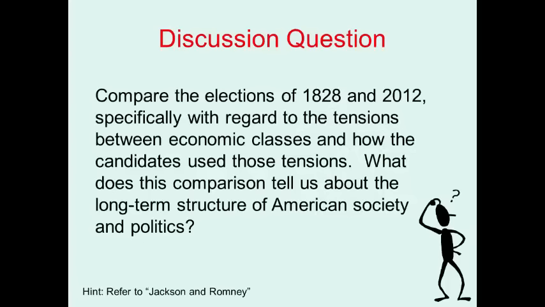So remember your discussion question from very early on. Compare the elections of 1828 and 2012, specifically with regard to the tensions between economic classes and how the candidates used those tensions. What does this comparison tell us about the long-term structure of American society and politics?